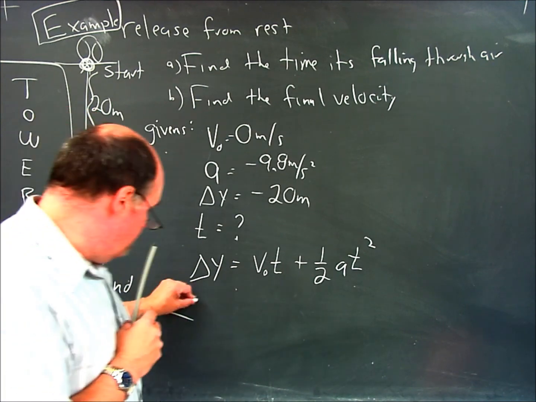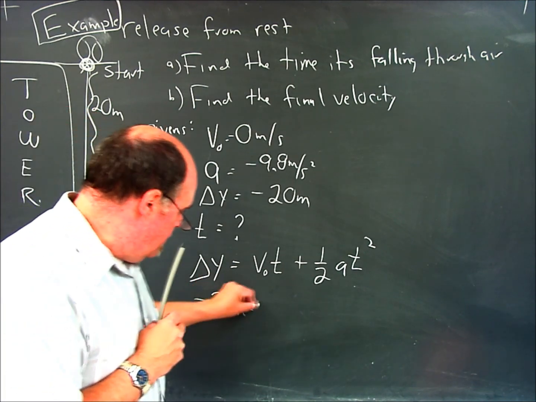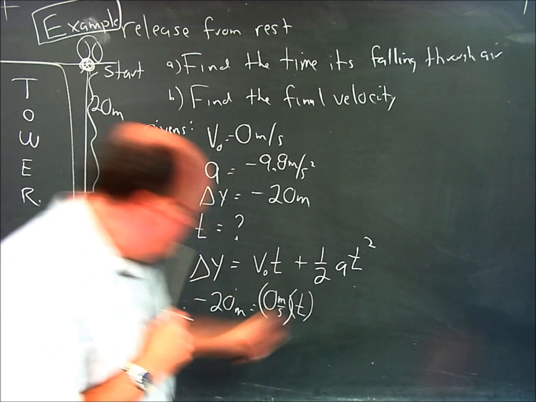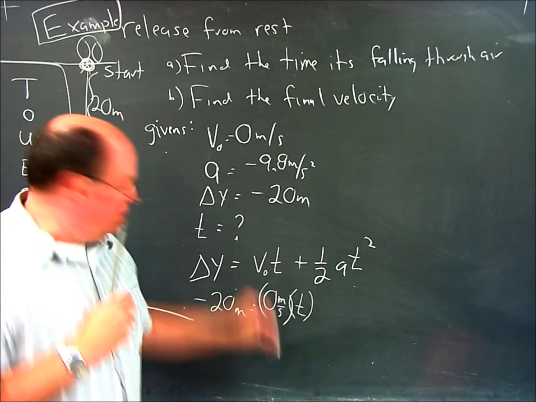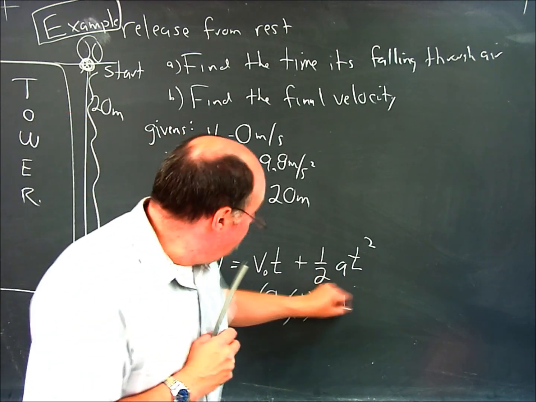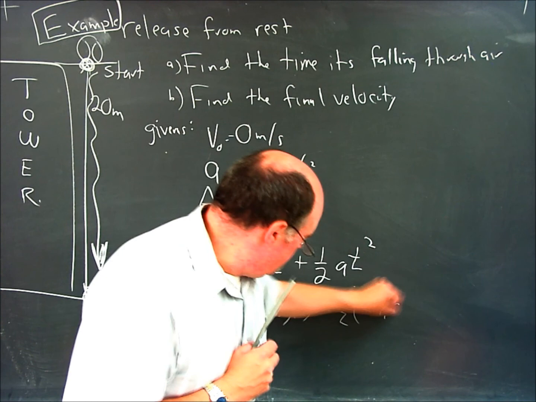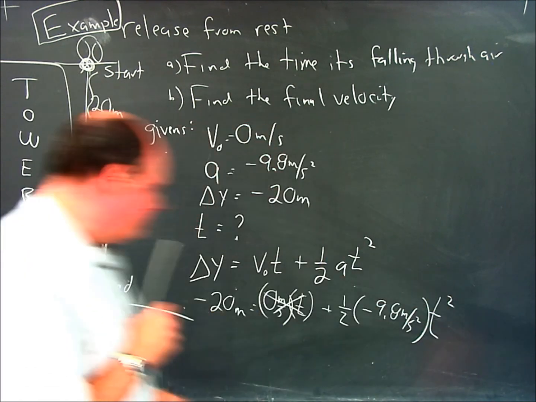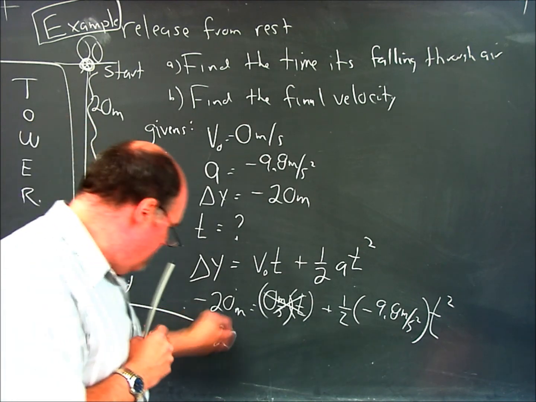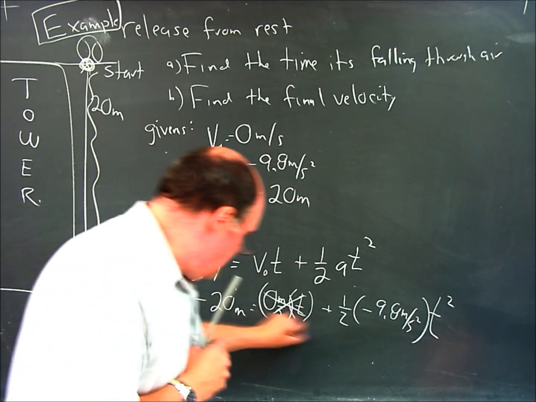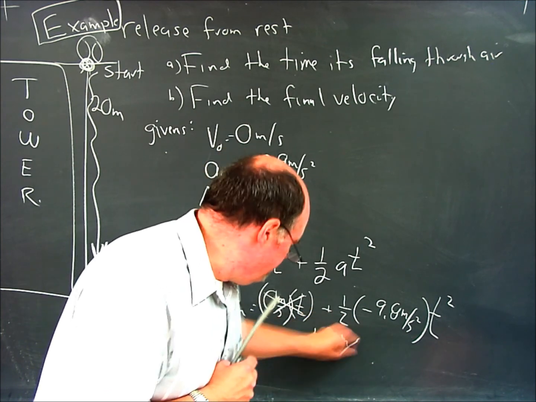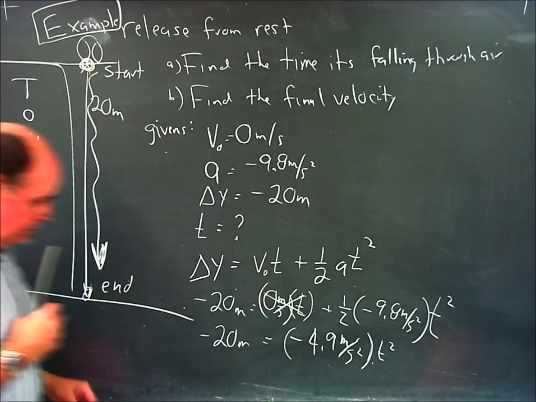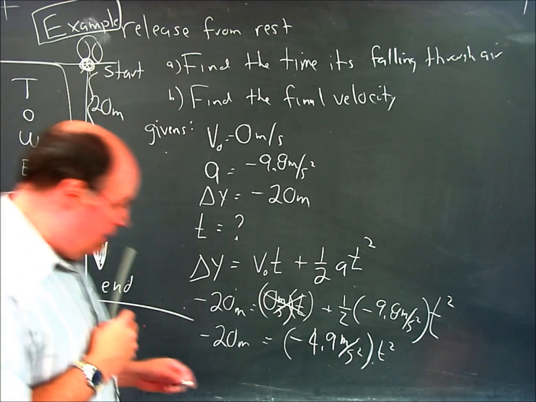So if I write this out, it comes out to be negative 20 meters equals 0 times a time. And you see, anything times 0 is 0, so we'll just cancel it. Plus 1/2 negative 9.8, and we have the time here squared. So this becomes negative 20 meters equals negative 4.9 t squared. So we have to divide both sides by negative 4.9.